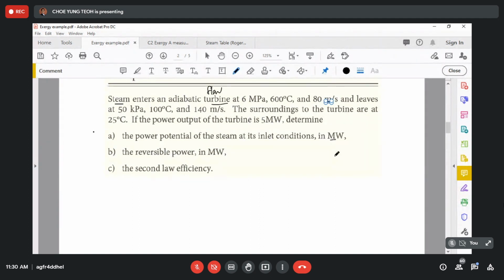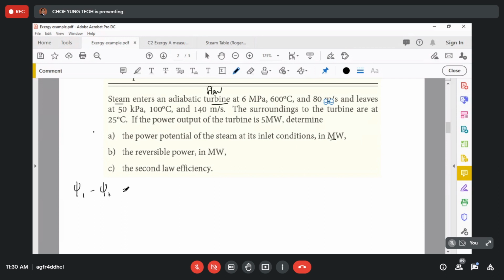Okay, you don't want the unit in kilojoule per kg, but you want the unit in megawatt. So firstly, we write down the potential of the steam. The potential of the steam refers to the exergy of the steam at the inlet condition. So we have to take care of the inlet and compare it with the environment. This is only the maximum potential energy of the steam.